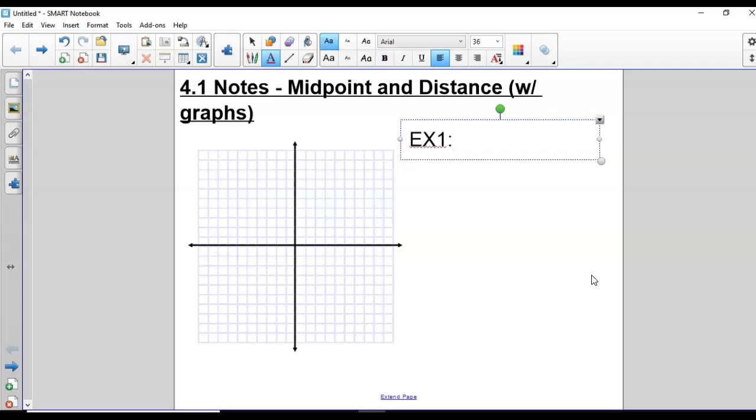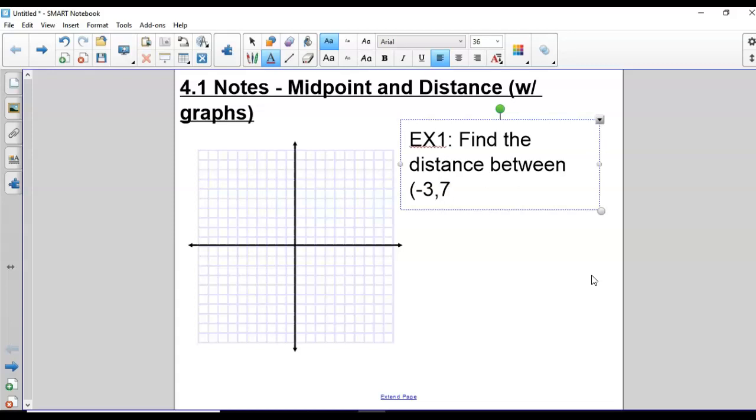So our first question is going to be, you need to draw an axis. They'll fit at least in a 10 by 10. Find the distance between negative 3, 7 and 2, 4.